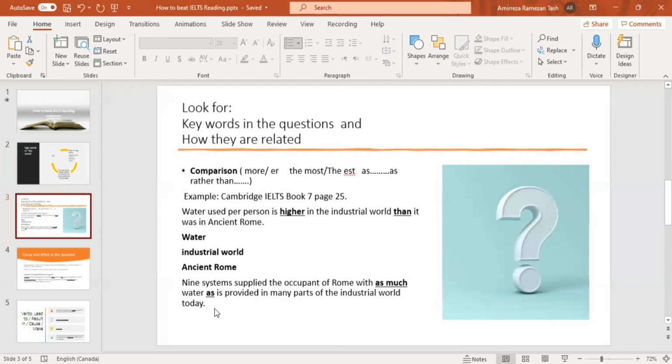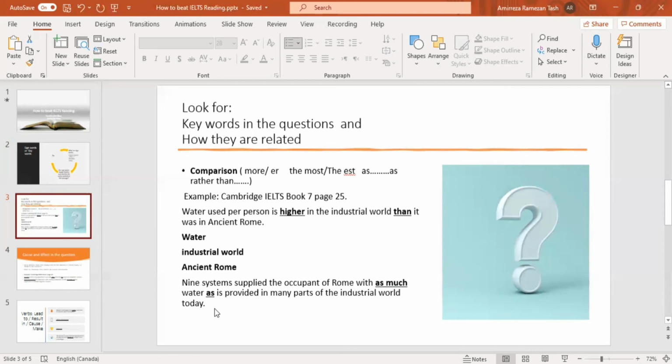The first rule: look for comparison. When you find a comparison, look for the words which are compared, and after that, try to find those words, not exactly the same words, because they can be paraphrased or used as synonyms. And after that, find if the comparison exists there or not. If there is no comparison between water, industrial world, and ancient Rome, it means that the idea is not completely mentioned. That is why we say it is not given. So when we say not given, it means that the whole idea is not completely mentioned.